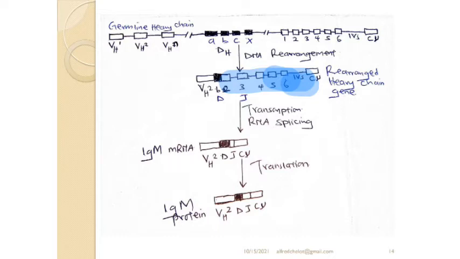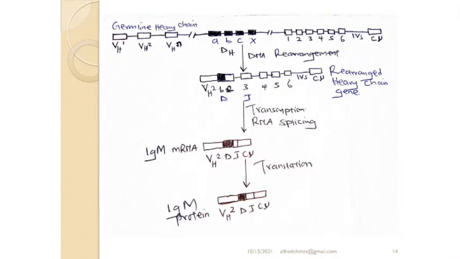Now, how are the other J gene segments going to be removed? The other J gene segments are removed with the help of RNA splicing. Very important. That's why you can see here I've indicated RNA splicing. With the help of RNA splicing, we are going to remove the other J gene segments and remain with only the one J gene segment. The final RNA encoding the heavy chain is translated to form a heavy chain protein.